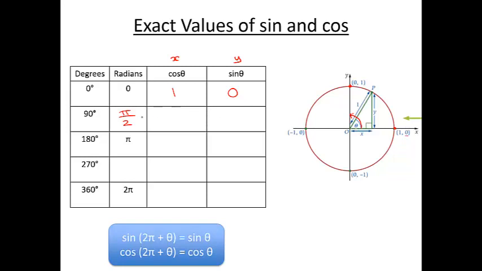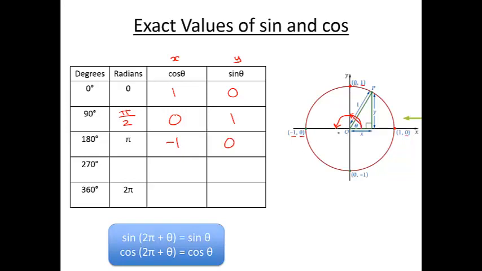If we want to calculate the cos of 90 degrees, again, we're looking at the x-coordinate. So the x-coordinate now is 0, and the sine of 90 degrees is the y-coordinate, which is 1. Similarly for 180 degrees, so that would be all the way over here, or pi radians. The cos of pi radians is going to be equal to -1, and the sine of pi radians is going to be equal to 0.